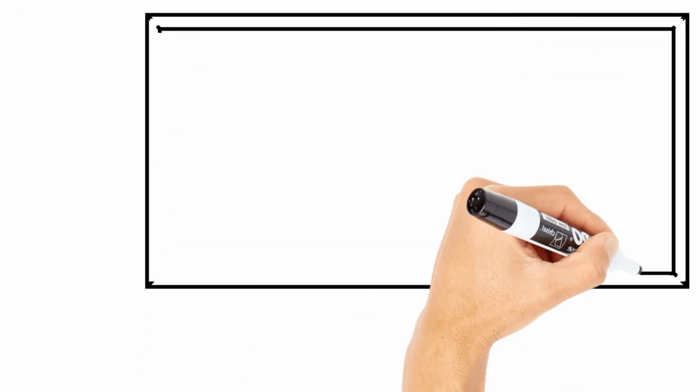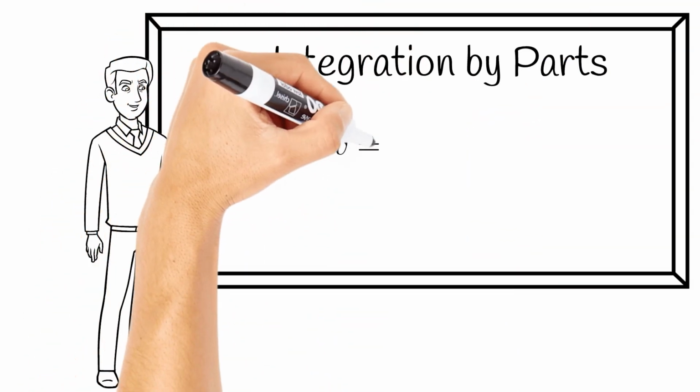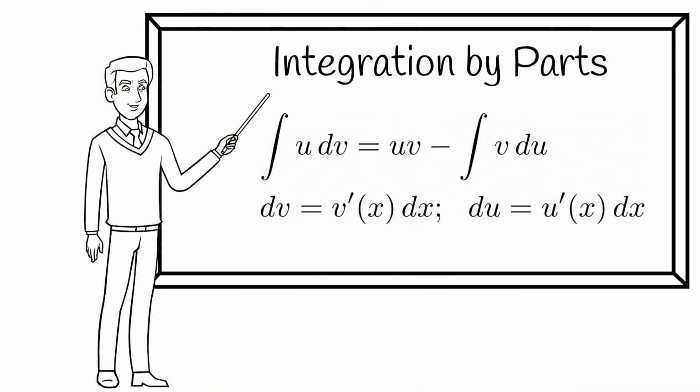Today on Trigonometries, we're going to take a look at two examples about integration by parts. Now the formula for integration by parts is this here. The integral of u dv equals uv minus the integral of v du, where dv is v prime of x dx and du is u prime of x dx.